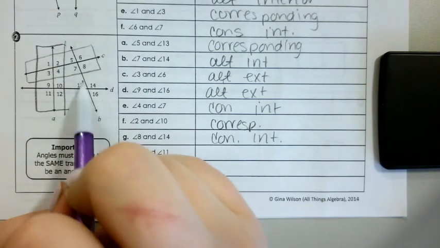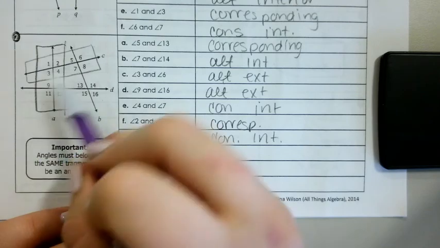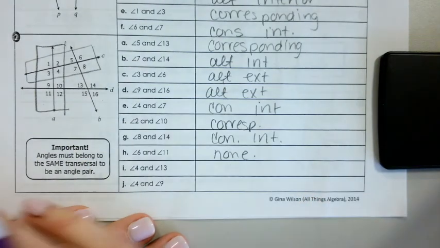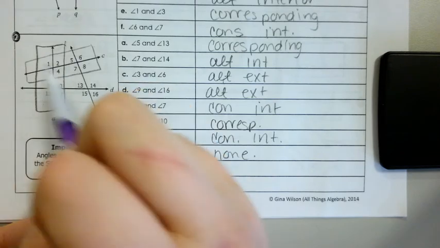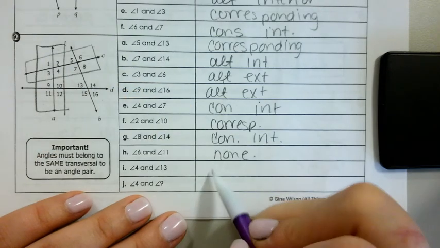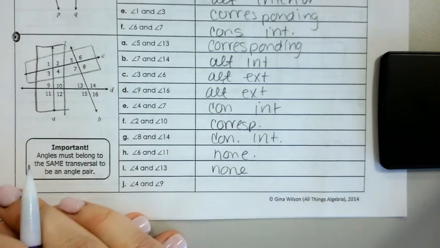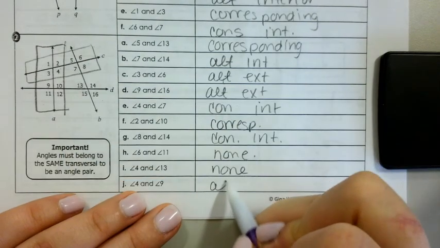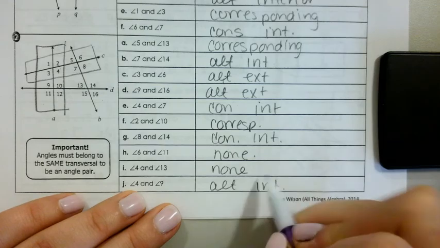We have 6 and 11, so they don't have anything that connects, so this is none. We have 4 and 13, so again, those are two different sets, so those are also none. And we have 4 and 9, so 4 and 9 is here. That is alternate interior.